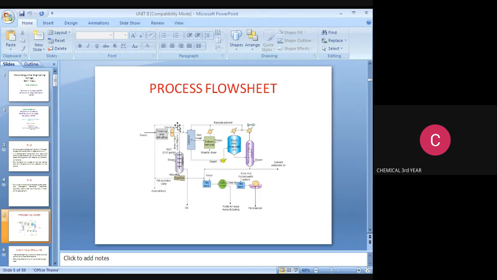First, the seeds are passed to cleaning and dehulling, and then to the cracking roll. From the cracking roll, we pass to the digester. Here, 100 parts of seeds are added, and 10 to 15 parts of water is added. Steam is used for digestion purpose, and miscella is collected at the bottom of the digester.